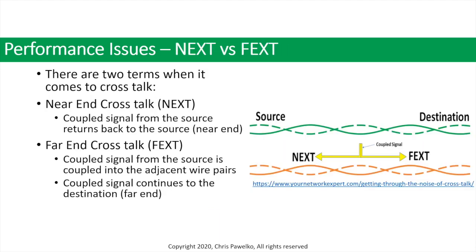Now, there are a couple of different terms when it comes to crosstalk. And the two terms that we're going to talk about are near-end crosstalk, which is the coupled signal from the source that returns back to the source. So that's what is called near-end. And then there's far-end crosstalk, which is a coupled signal from the source, which is coupled into the adjacent wire pairs. But then that coupled signal continues to travel down in the direction of the destination on the victim wires.